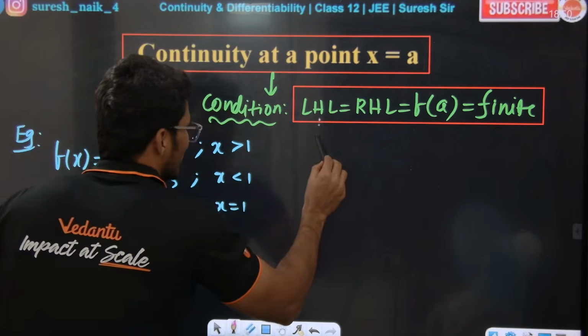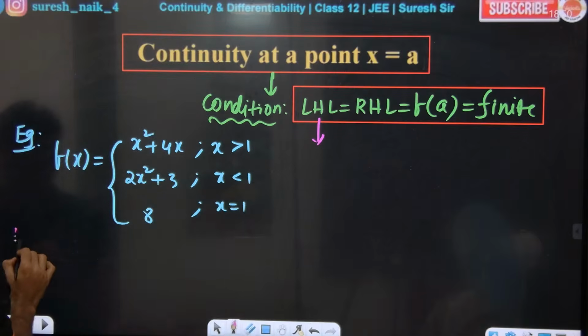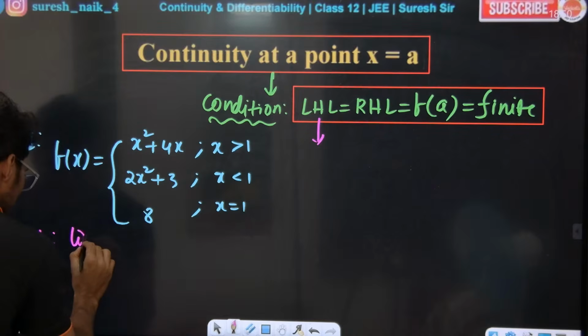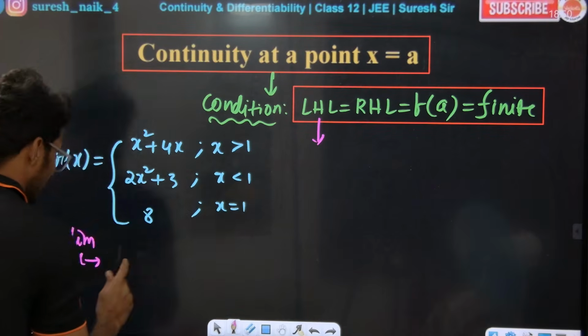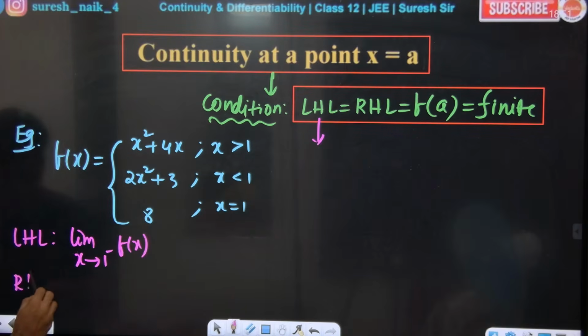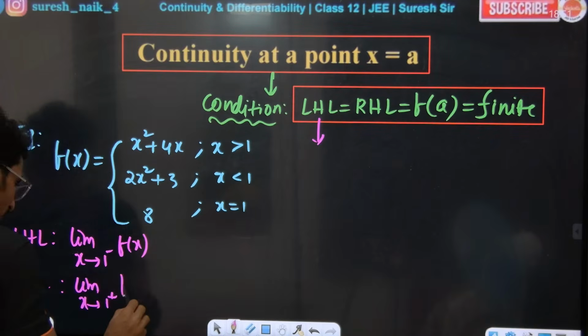First, what should we do? We should find out LHL. What is LHL? What did Suresh sir say in limits? We need to find out the limit x tending towards, at what point the function is getting defined at 1 point. LHL means limit x tending to 1 minus f of x. And RHL, Chintu, is limit x tending to 1 plus f of x.